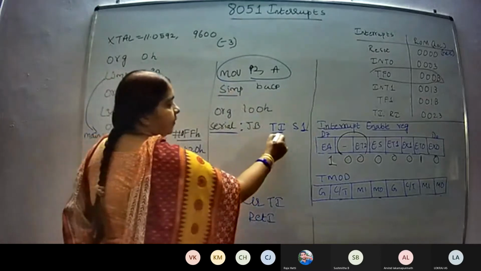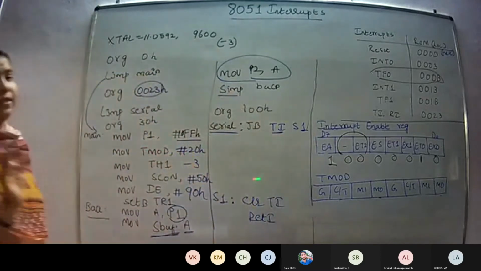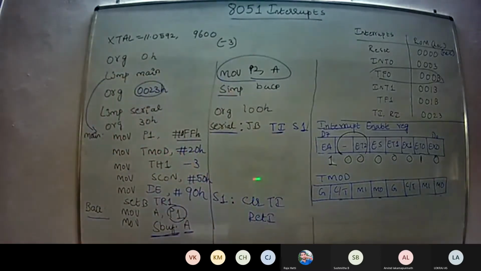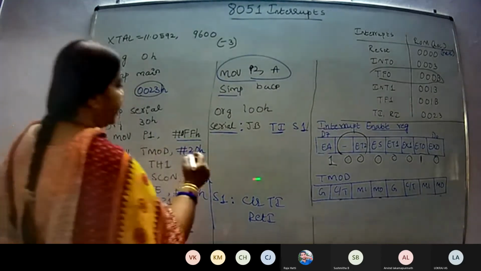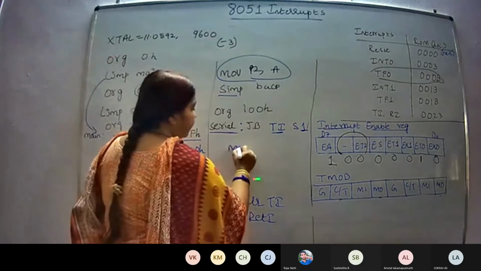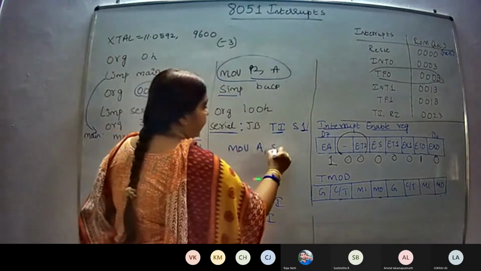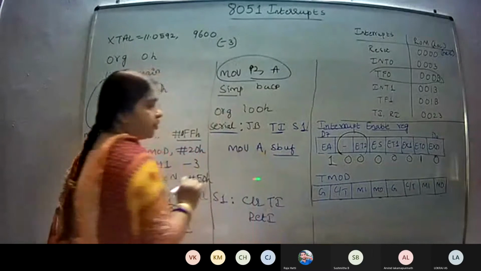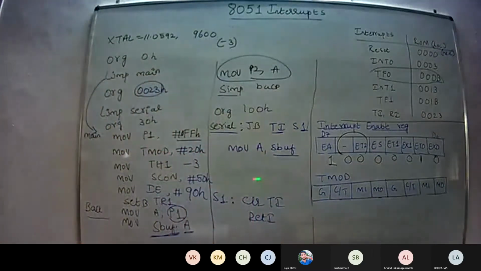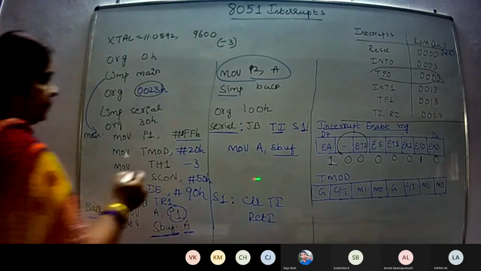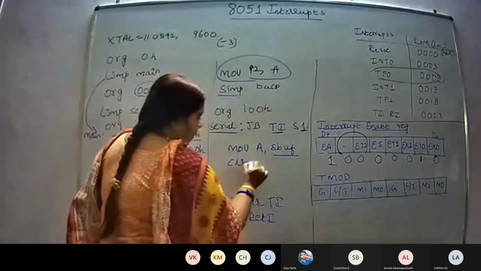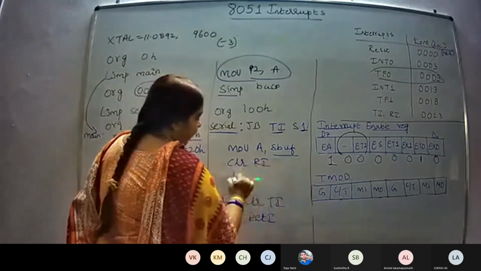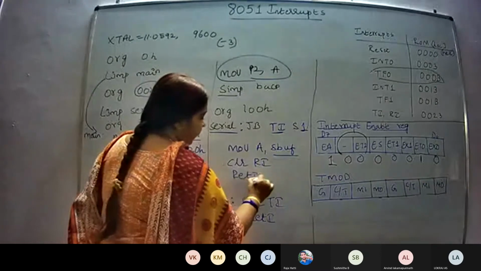If it is not TI, that means it is not transmitting; it is receiving. So to receive, what should it do? Whatever is there in SBUF should come to the accumulator. After receiving, it should clear RI, and return from the interrupt.